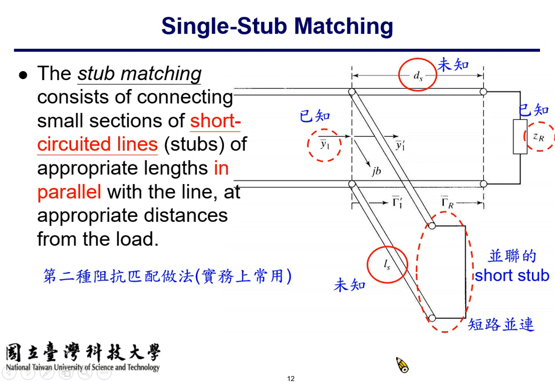And ZR is your load, which you also know. What you need to determine are two unknowns. One is the length of the short stop, LOS. You don't know what kind of reactance it is; that reactance is jB. The input admittance seen from this side is jB. B is the susceptance, a pure susceptance.